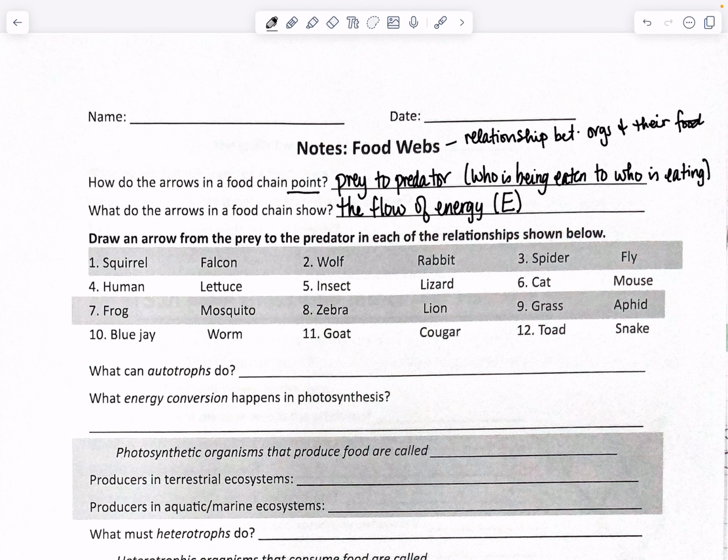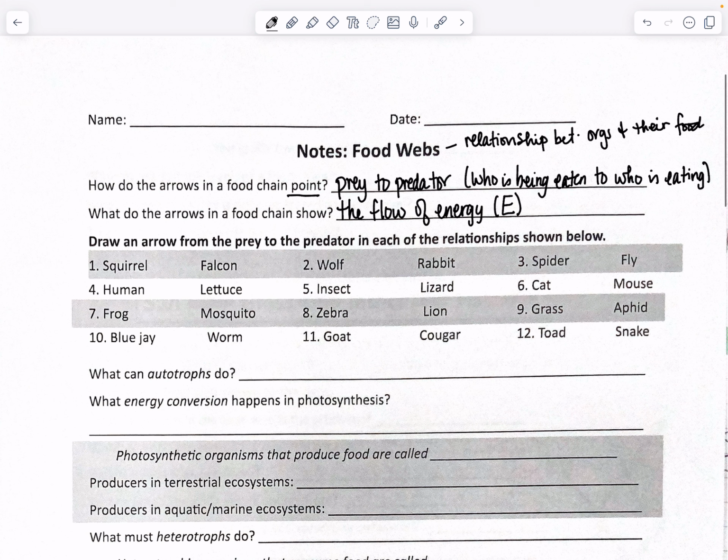So falcons are big birds of prey. They eat small mammals like squirrels, so my arrow would go this way. Humans eat lettuce, so my arrow would go this way. Cougars are like big mountain lions, and they eat other smaller mammals for food, so the arrow would point from the goat to the cougar. Mice are eaten by cats, so you get the idea.